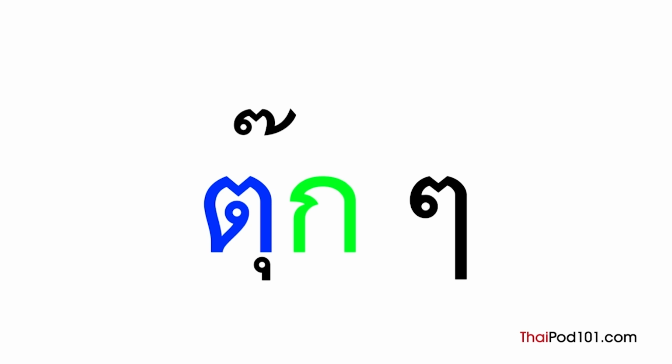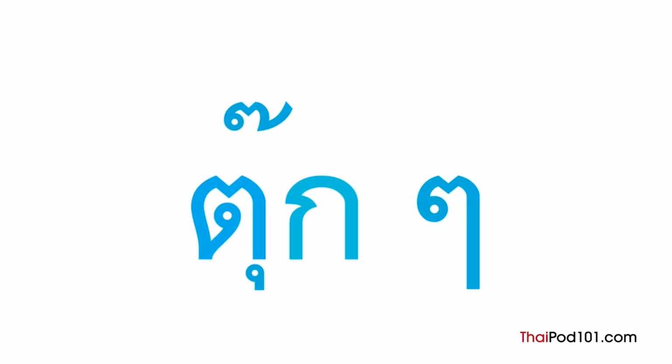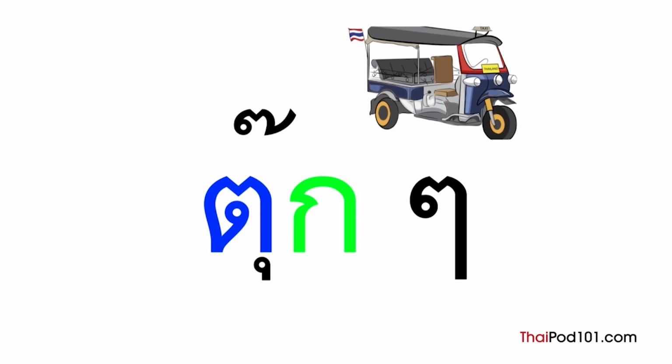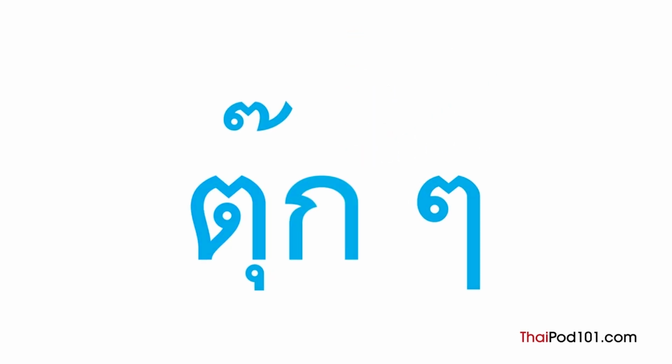But then we also have the symbol for repeating, mayamok. It tells us to say the syllable twice. So we have tuk tuk. In case you don't know, tuk tuk is the name for the three-wheeled taxis that you find in Bangkok and other Thai cities. Let's write tuk tuk together.